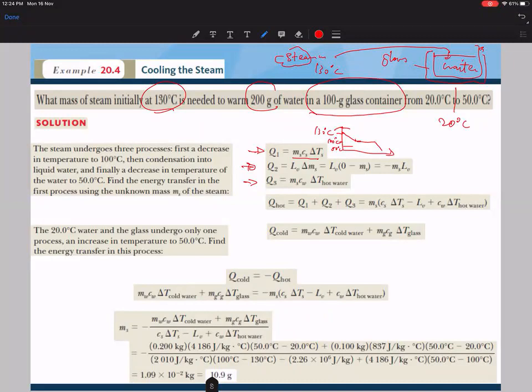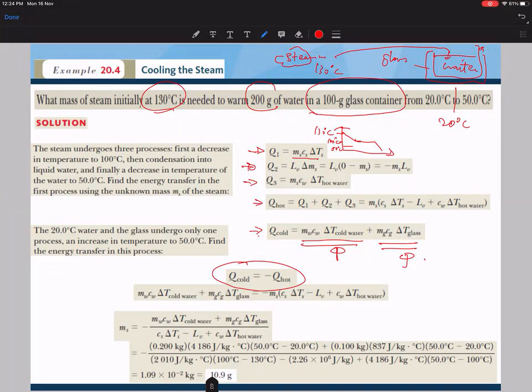And what about the temperature gain by the glass and the water? That is quite simple. It is mc delta T for the water as well as for the glass. So you put the two terms in the equation. This is the Q hot and this is the Q cold. In this way, you could calculate the mass of the steam required for the whole process. It looks very long, but the concept should be fairly straightforward.